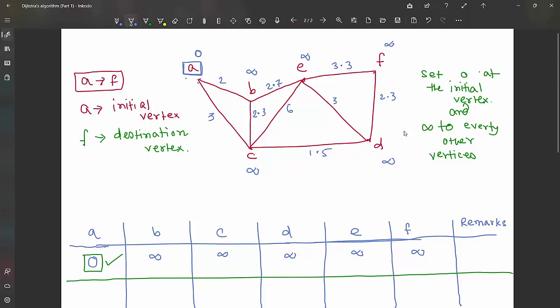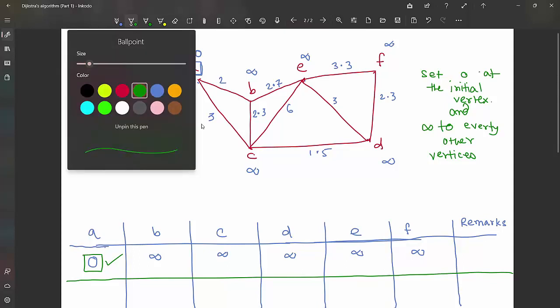So now from A to any other vertex. A to B, this is 2. A to C, this is 3. From A to E, no direct edge, so it is infinity. A to F, no direct edge, it is infinity. And A to D, there is also no direct edge, so we take it as infinity. In the next step, we will update these values, excluding A, because we start from A, and we will calculate the traversed distance now.